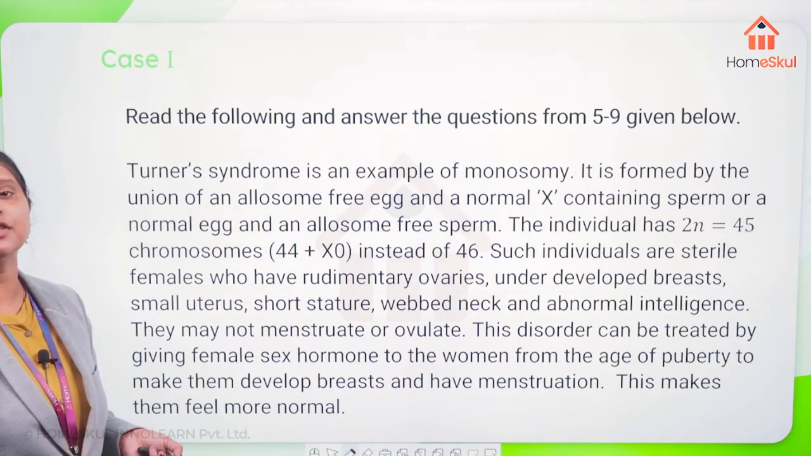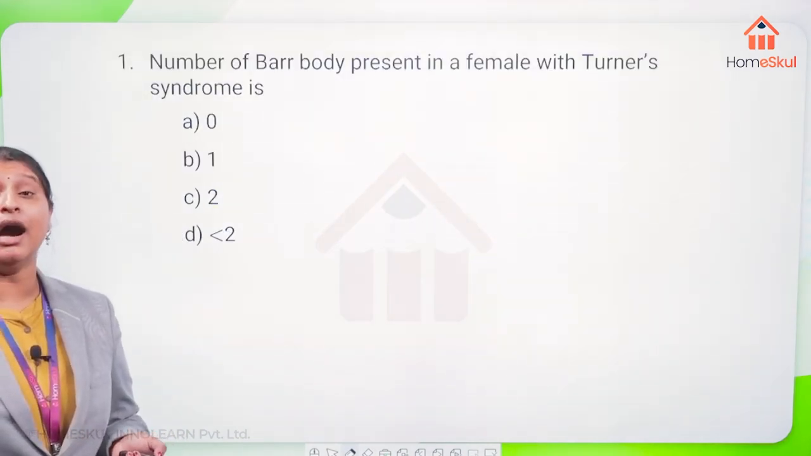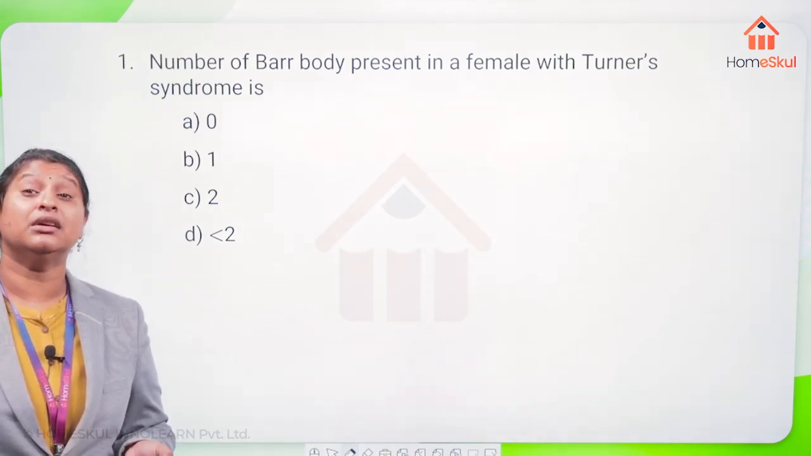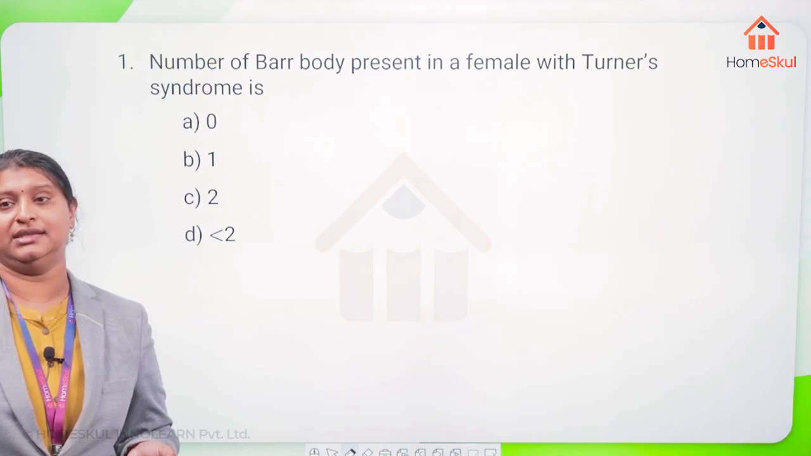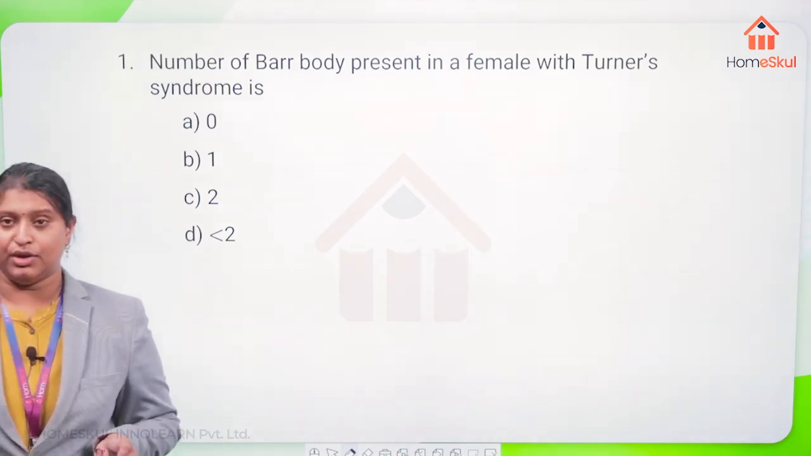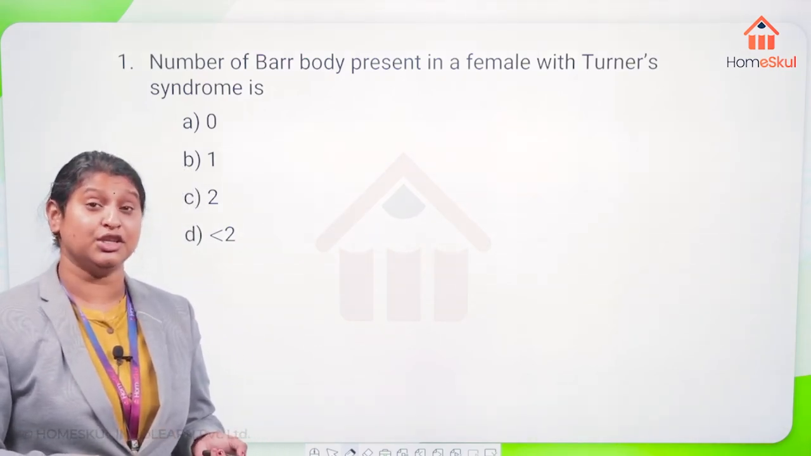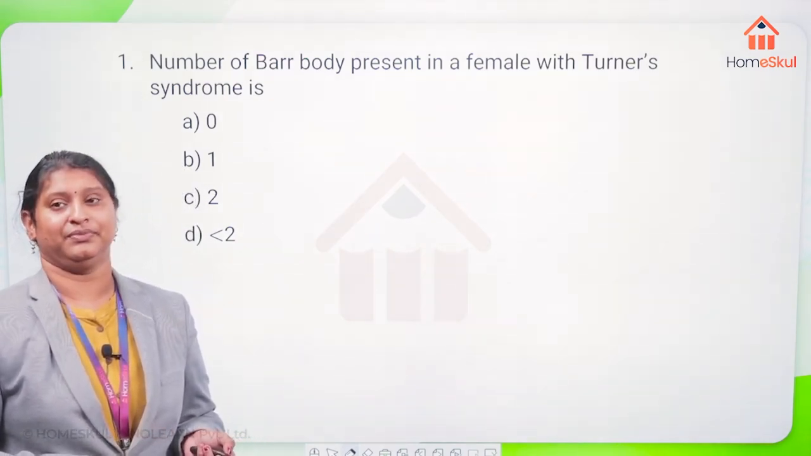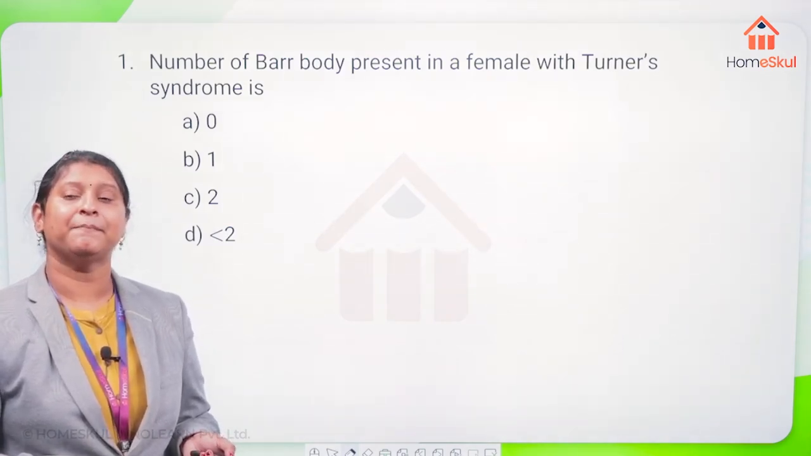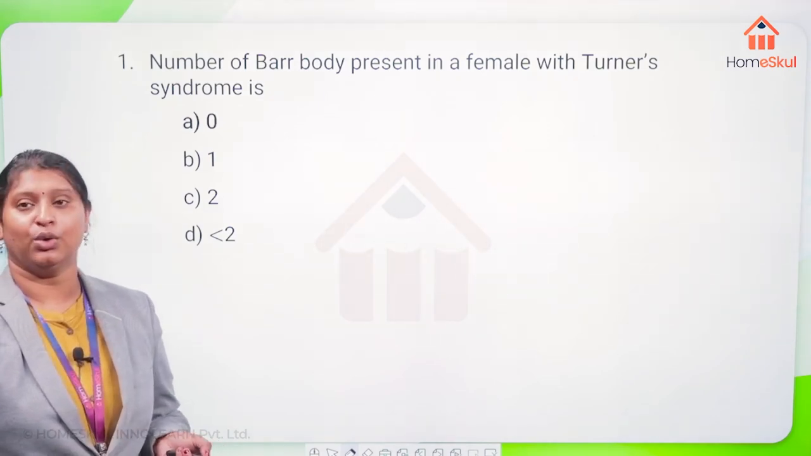We are moving into the first question. The number of bar bodies present in a female with Turner's syndrome is... That will be 0.